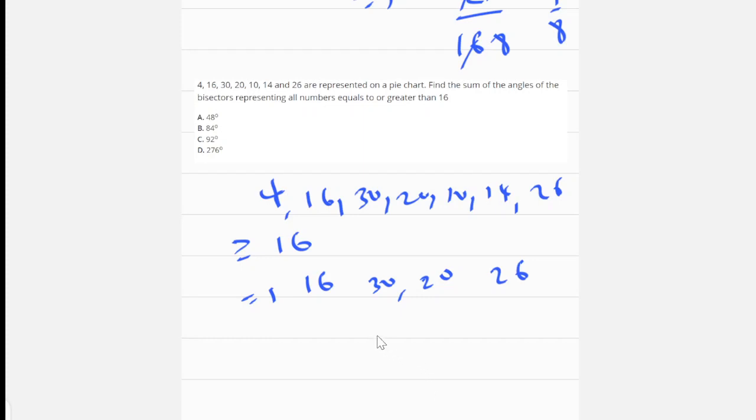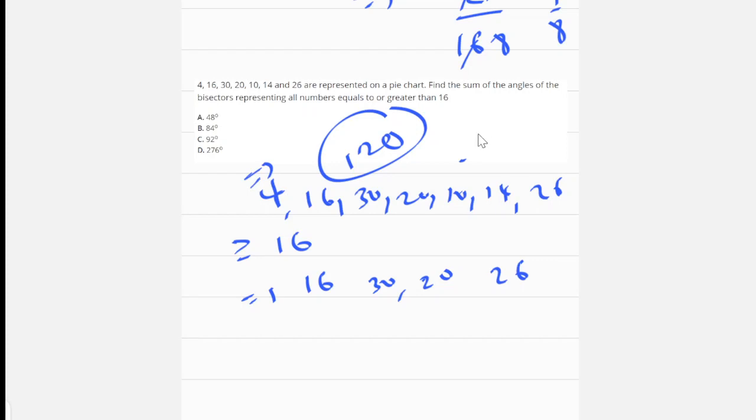So from here, these are the total numbers we are given. What will be their sum? 4 plus 16 is 20, 50, 70, 80. You understand now? And 80 plus 26, no, 80 plus 40, this will give me 120. So if I want to know the sector of 4, that will be 4 divided by 120 multiplied by 360.